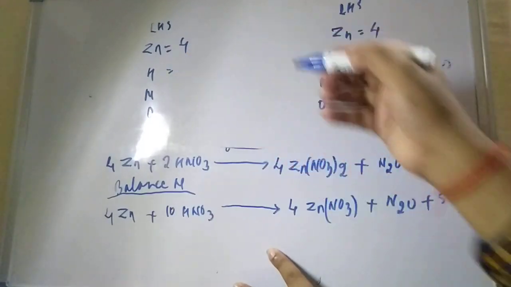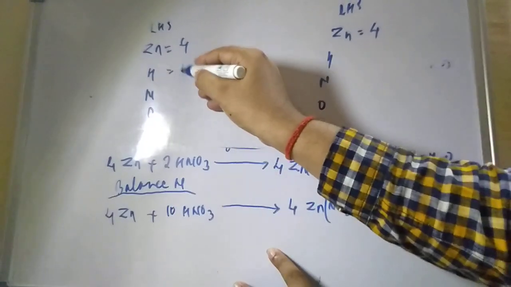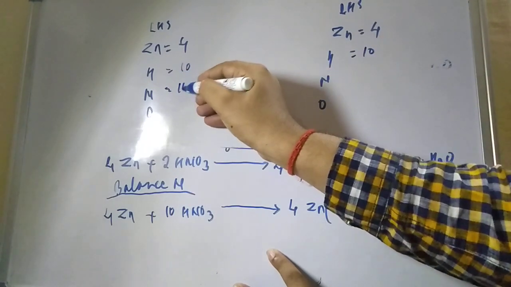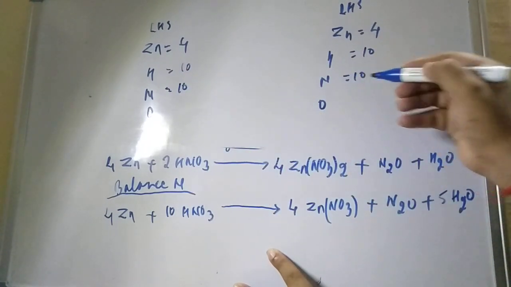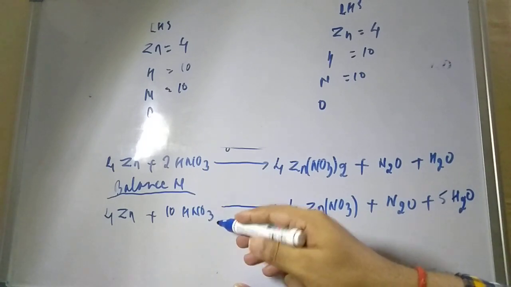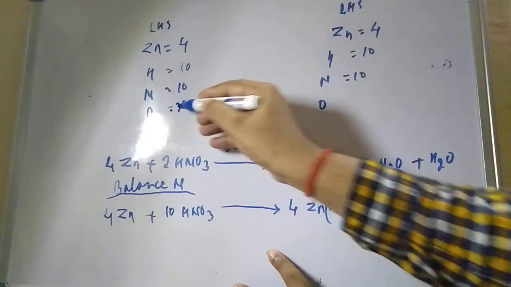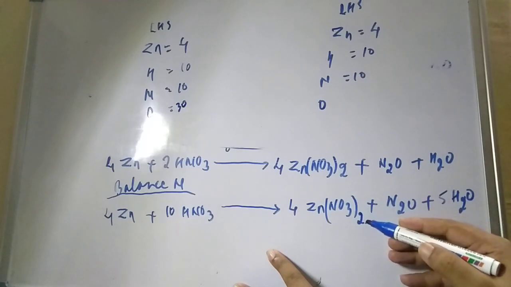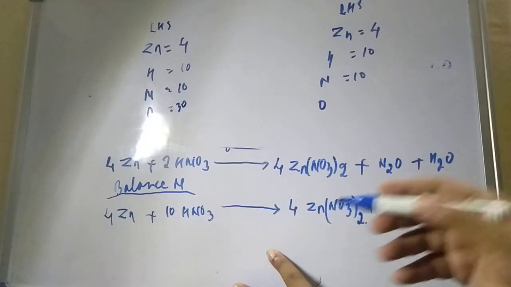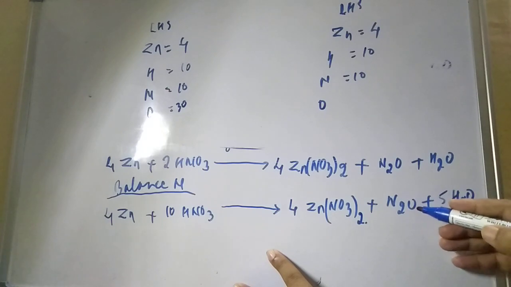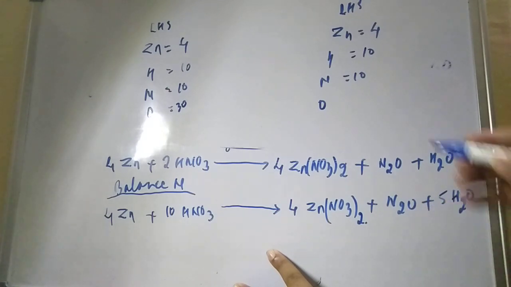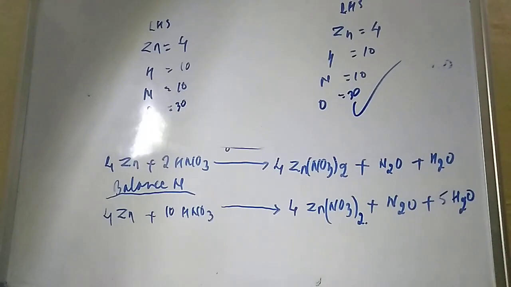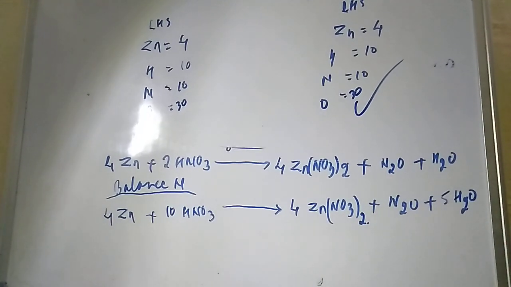Hydrogen, how many hydrogens are there? 10, and this side 5 times 2 is again 10. Nitrogen you see 10, this side also 10. Oxygen, you see 10, 3 times 10 is 30 on the left side, and this side, 3 times 2 is 6, 6 times 4 is 24, plus 6 is 30. So all the elements are equal on both sides, which means the equation is correct.